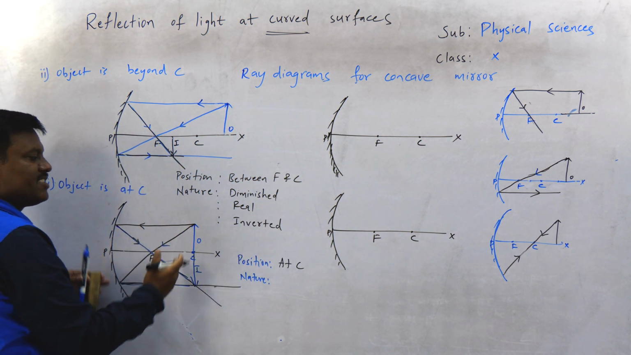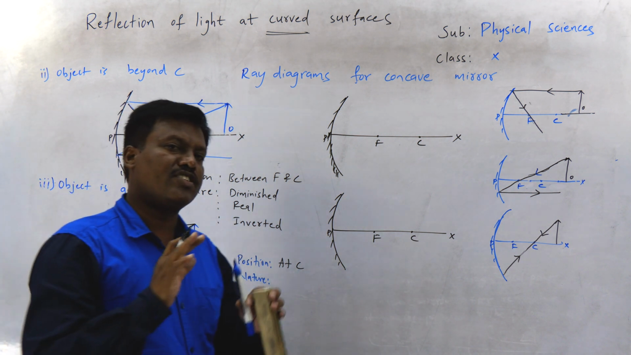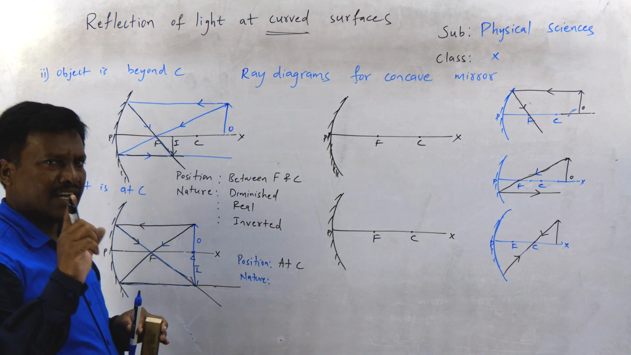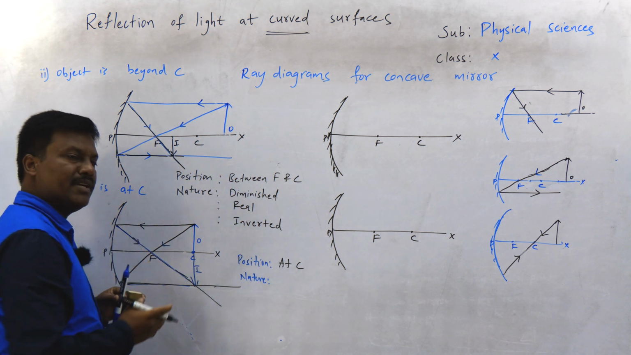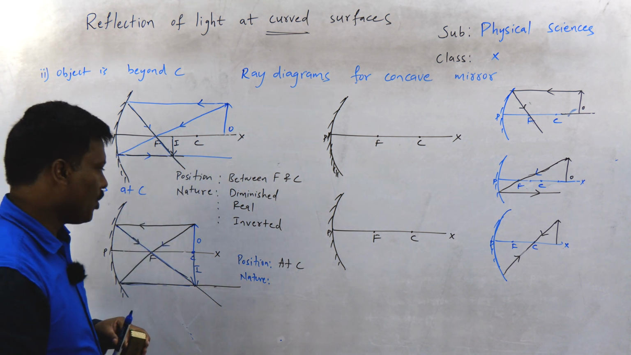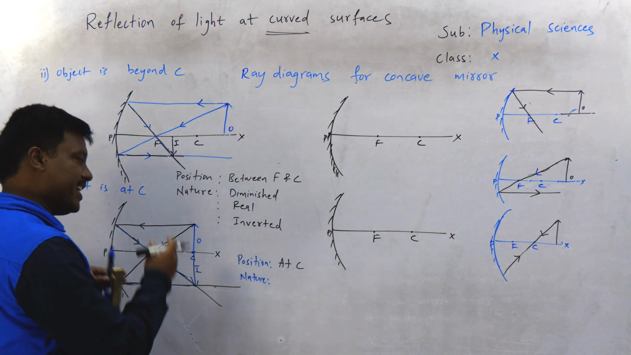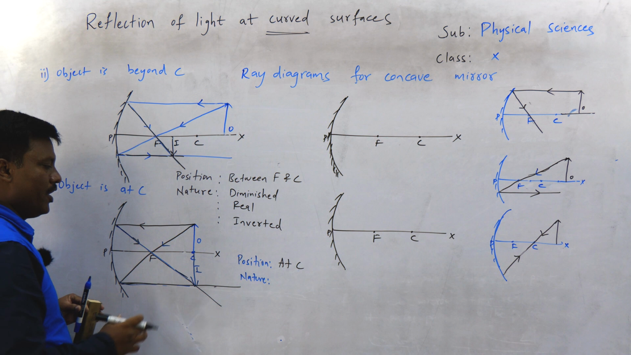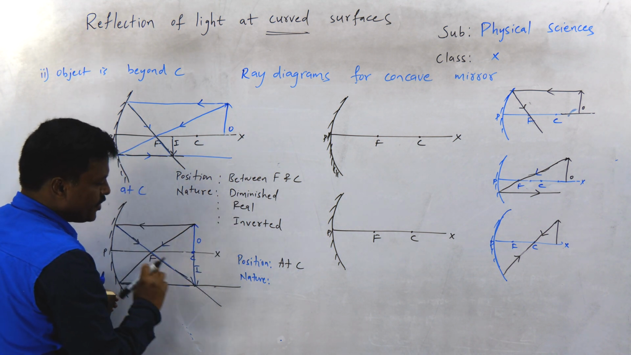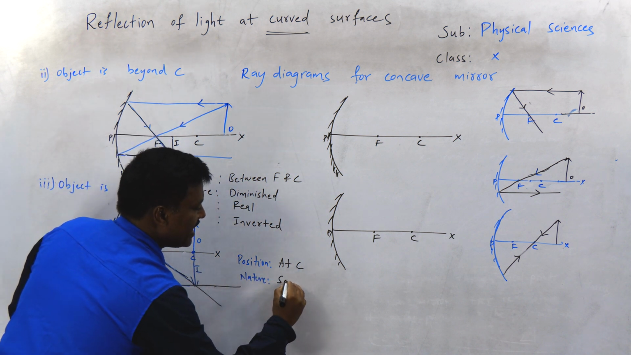When object is at C, image also at C. In this case, object distance is equal to image distance. For plane mirror, always object distance is equal to image distance. In concave mirror, only in one case object distance is equal to image distance, that is when object is placed at C. But in all remaining cases, object distance and image distance are different, but here same. What is the nature of the image? Is this image diminished? No, size is same.